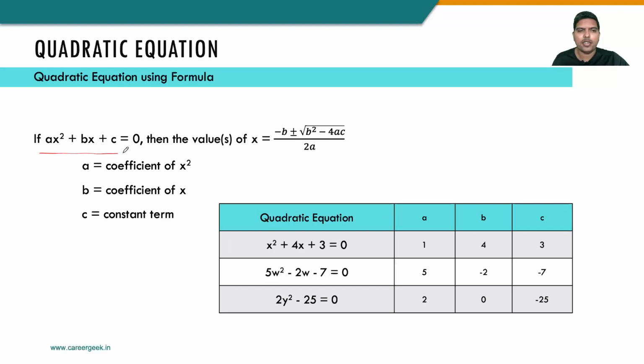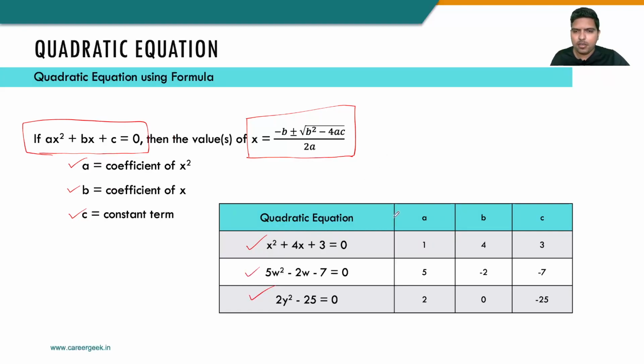This is the standard quadratic equation. If you have a quadratic equation of this format, ax square plus bx plus c, a is the coefficient of x square, b is coefficient of x, and c is constant. You can use this formula. Okay, so this is a standard formula. You can try solving for these three. So first one I can help you with.